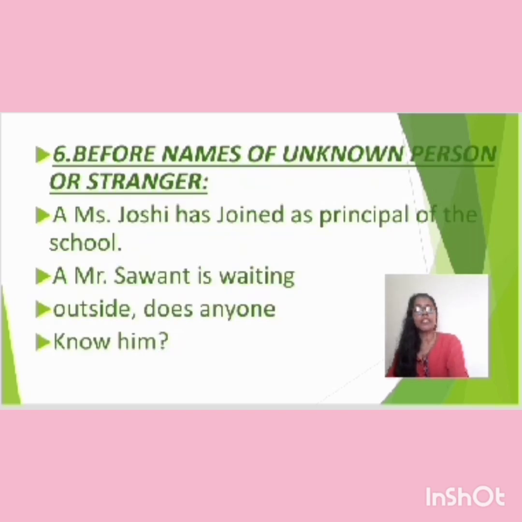Before names of unknown person or stranger. A Miss Joshi has joined as principal of the school. A Mr. Sawant is waiting outside. Does anyone know him? In these sentences, Miss Joshi or Mr. Sawant are unknown person or stranger to the listener and speaker.